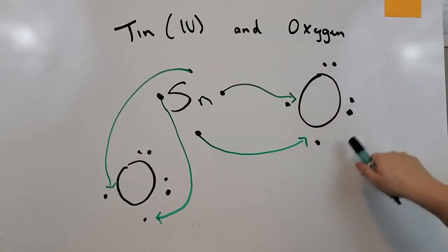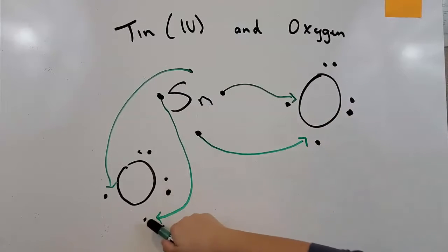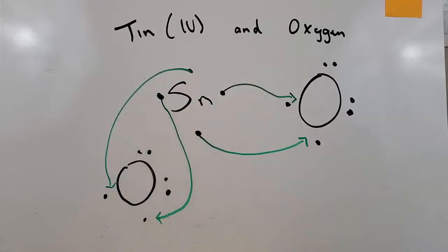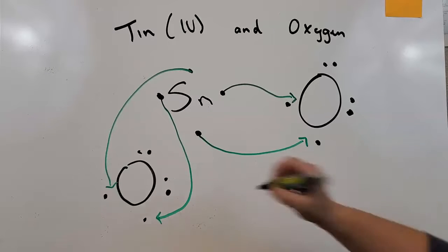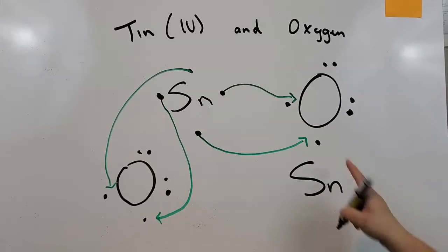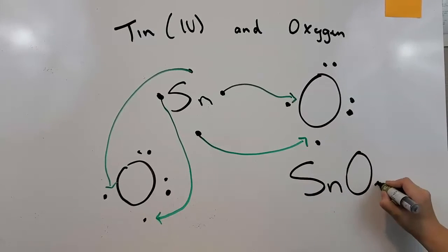1, 2, 3, 4, 5, 6, 7, 8. 1, 2, 3, 4, 5, 6, 7, 8. And tin doesn't have any electrons hanging around, so we're done. The last thing we have to do is write the formula. Our metal comes first, so Sn, and then our number of oxygens. This is going to be O2.